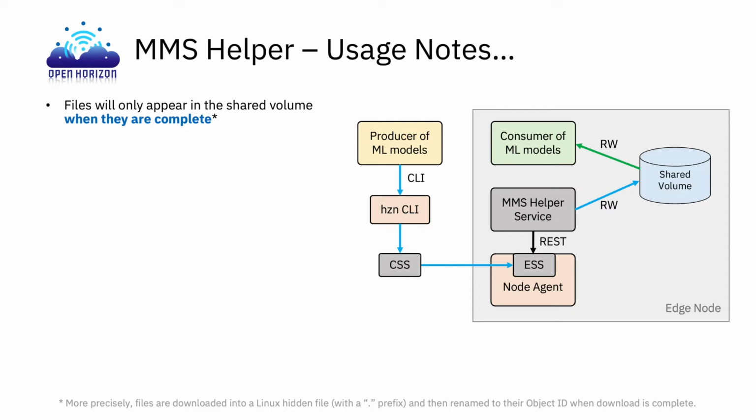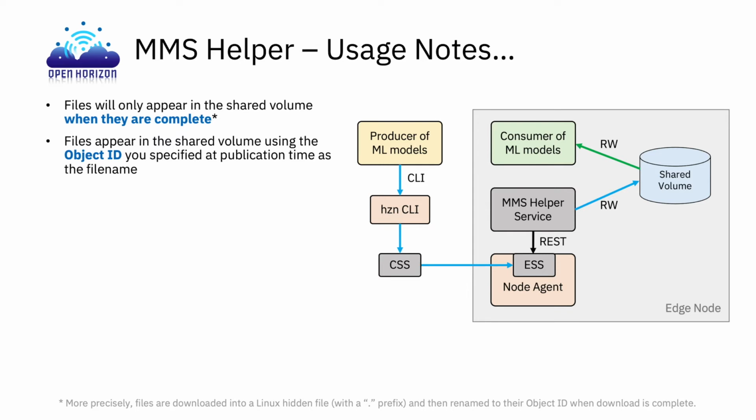The files are initially downloaded into a hidden Linux file, in other words, a file that starts with a period. And then when the file is complete, it is renamed to the file name of the object ID. But that happens only when the download is complete. So as long as you're not looking at files that start with a period prefix, which you would normally ignore in a directory listing on a Linux device anyway, you will only see the file when it is complete.